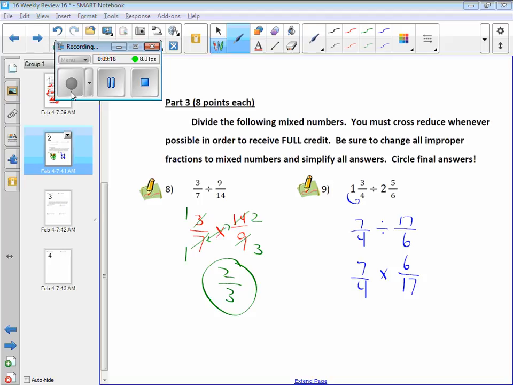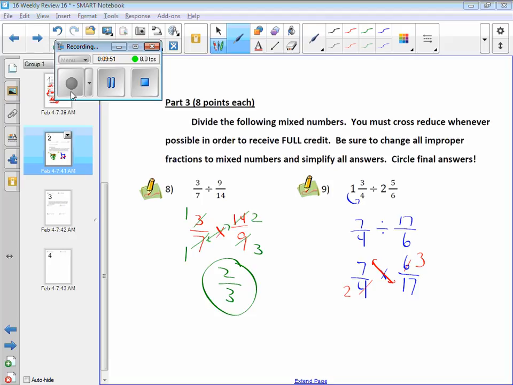Now we look for opportunities to cross-reduce. Well, I can't do anything with 7 and 17. They're both prime. And unless one goes into the other, which they don't, we've got to leave them as is. Now, with 4 and 6, remember, one number doesn't need to go into the other. All I need is a common factor for both. So for 4 and 6, 2 will go into both. 2 goes into 4 2 times. And 2 goes into 6 3 times.